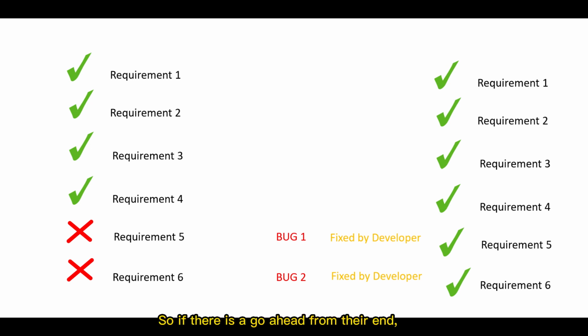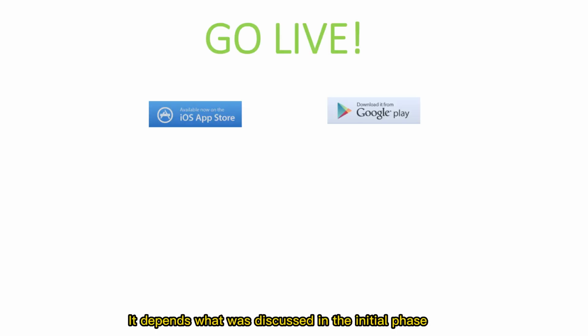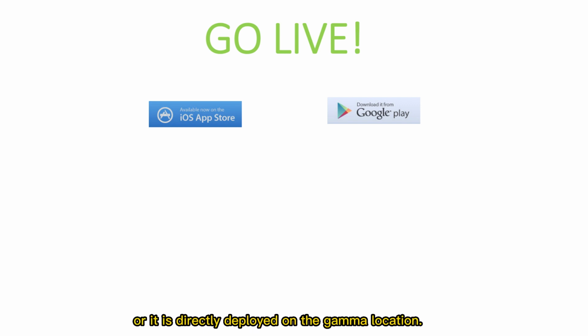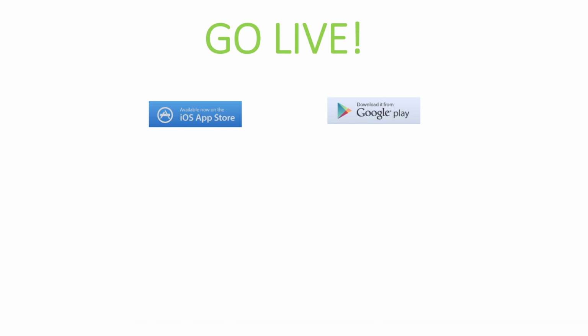So if there is a go ahead from their end, meaning the software is built as per the requirements and is now bug free, then this is deployed on some environment. It depends on what was discussed in the initial phase, whether we want it to be alpha beta tested or we directly want it to go to gamma. So based on that, the deployment is done and the access is given to either the alpha users, beta users, or it is directly deployed on the gamma location.